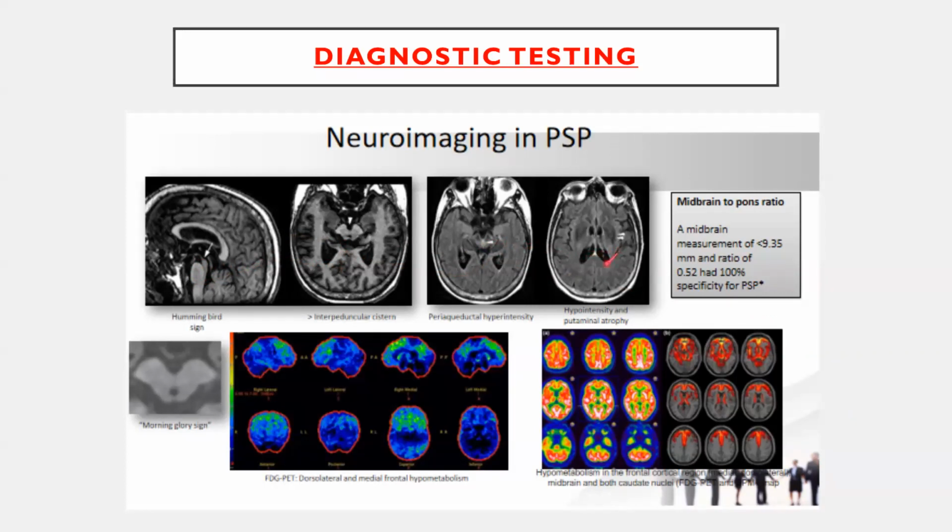This is morning glory sign. Usually the tegmentum of the midbrain should ideally have convexity. Here, due to the atrophy, the tegmentum is completely burned out, so this looks like a morning glory flower. This is also known as morning glory sign. So morning glory sign is different and morning glory syndrome is different. Okay. Next slide.